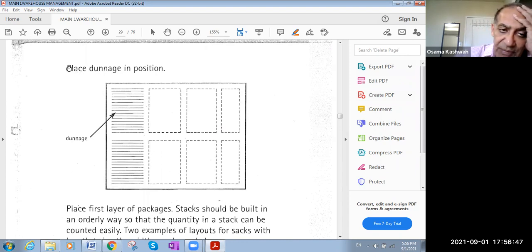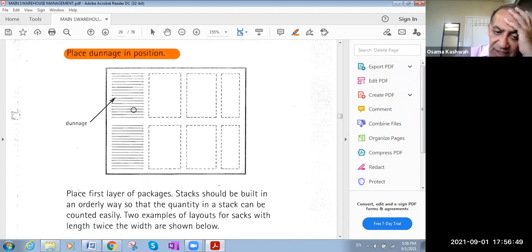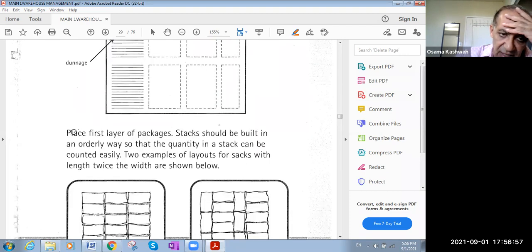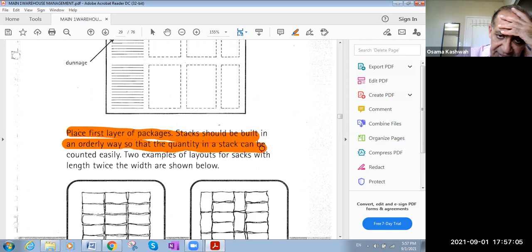Then it should be put in position. Don't leave it as a hazard or put it wherever you want. You have to allocate positions for it. Place the first layer of packages. The stack should be built in an orderly way so that the quantity in a stack can be counted easily.